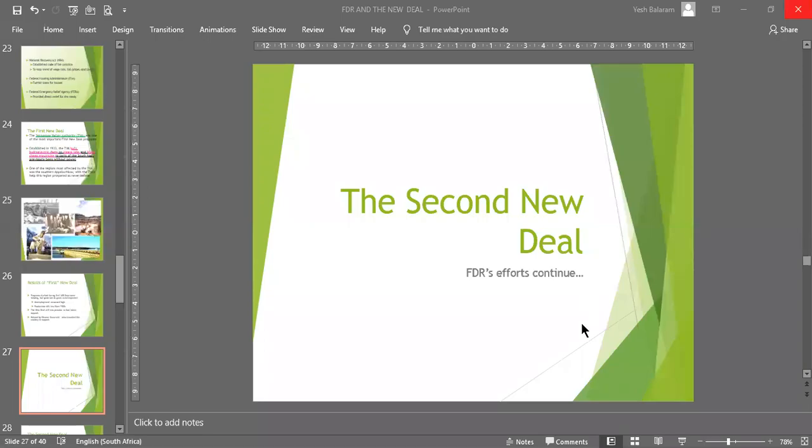We continue with the New Deal policy of the American President Franklin Delano Roosevelt during the 1930s. We have discussed his ascent to power, and we have discussed the so-called First New Deal, which aimed at helping America recover from the Great Depression of the late 1920s and early 1930s. Today we look at what was referred to as the Second New Deal.